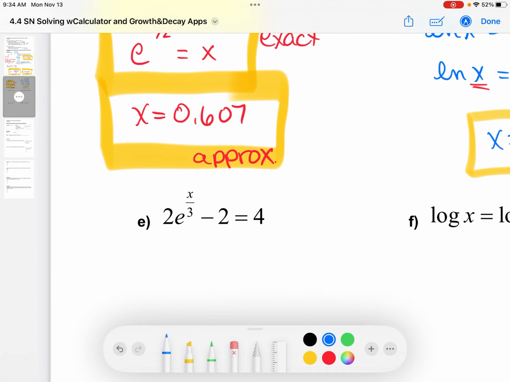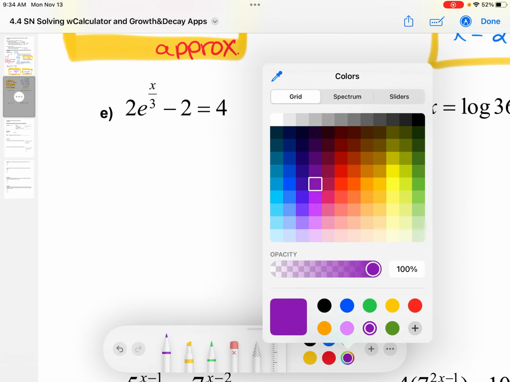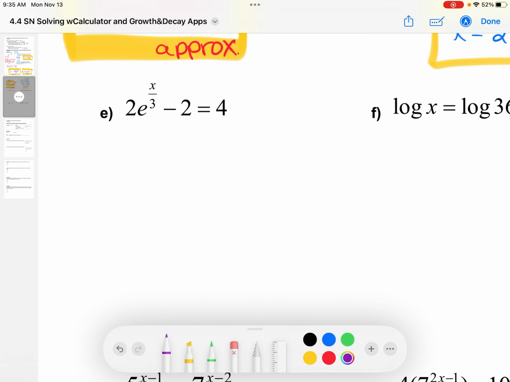So let's look at E. It looks like there's a lot going on in this problem, and there kind of is. It's going to be okay, I promise. What we want to do first is isolate e to the power, as in get it by itself. Isolate e to a power first, then work with it. So we're basically treating this like 2a minus 2 equals 4 right now, and we're solving for a. So we'd add the 2.